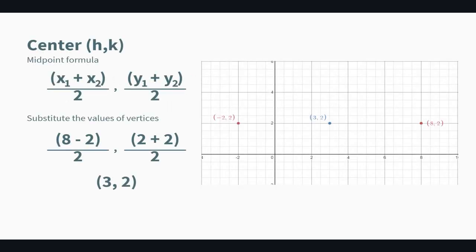So I'd like to start off by solving for my center. To get my center, I've made use of the midpoint formula, which is (x1 + x2) over 2 and (y1 + y2) over 2. So I'll just have to use the coordinates of the vertices, or of the given. So (8 - 2) over 2 and (2 + 2) over 2, which gives me the center of (3, 2).